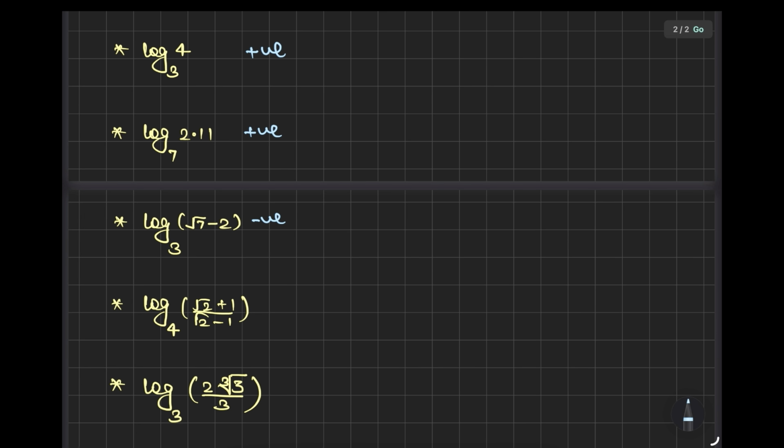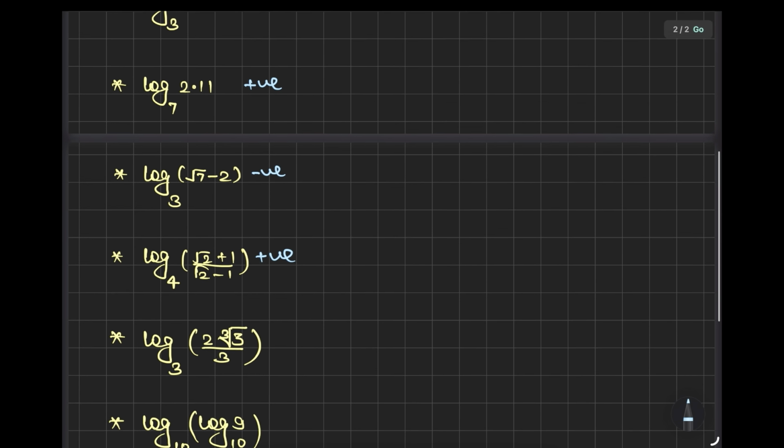Now look at this. The numerator is 1.414 plus 1, so it is 2.4. Now look at the base, 1.4 minus 1, so it is 0.4. Clearly the numerator is bigger than the denominator, so it is greater than 1. So the argument is greater than 1, the base is already greater than 1, so it is on the same side, positive, correct?